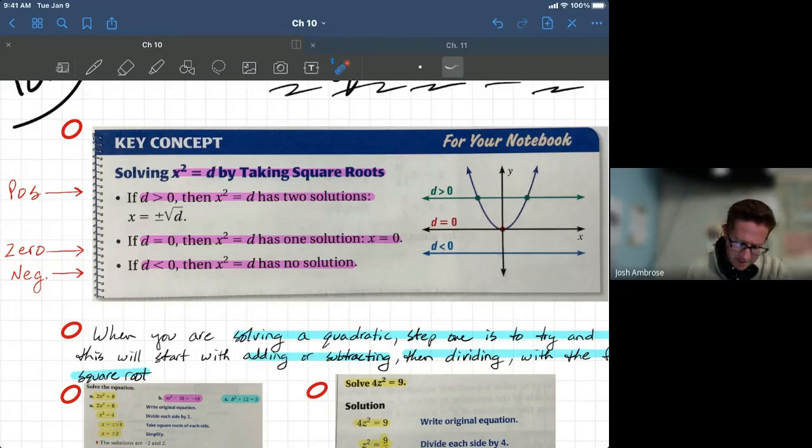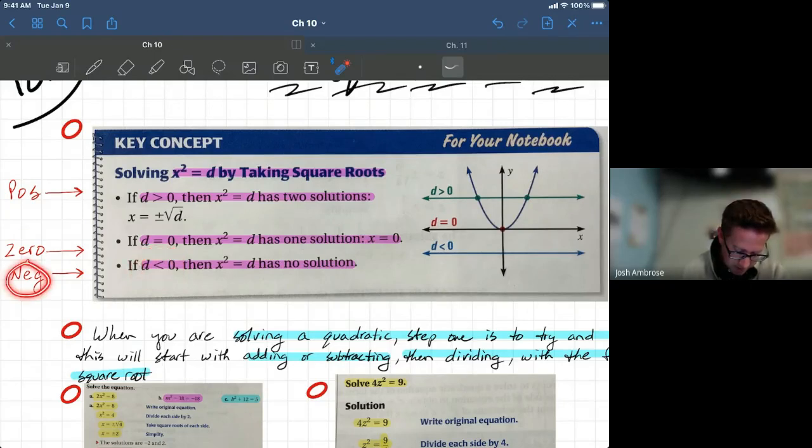All right, if you get x squared equals 0, so that's where this is equal to 0, then you're only going to have one solution. That one solution is at x equals 0. That is because the square root of 0 equals 0. There's no positive and negative version of 0. It's just 0.